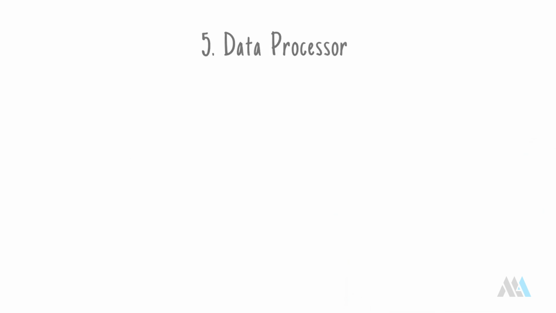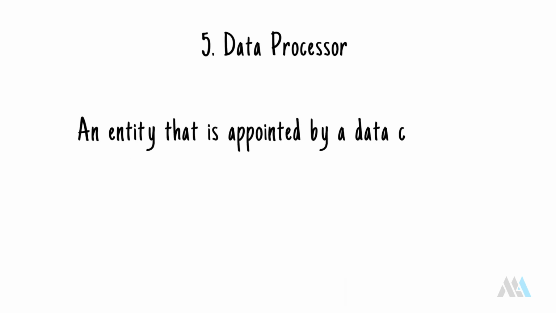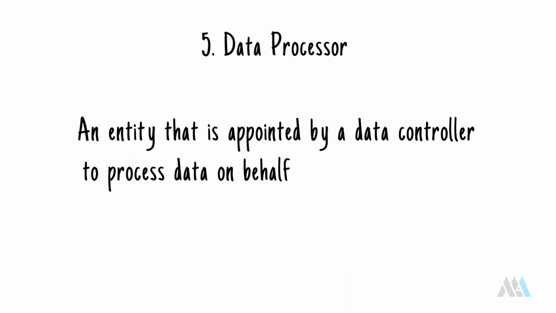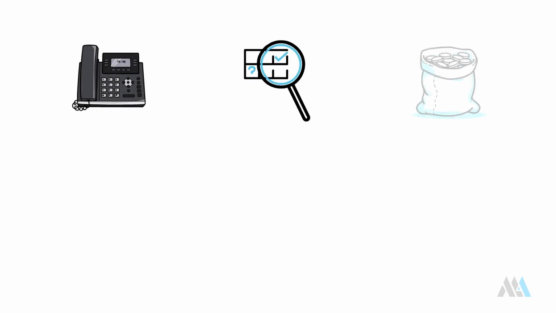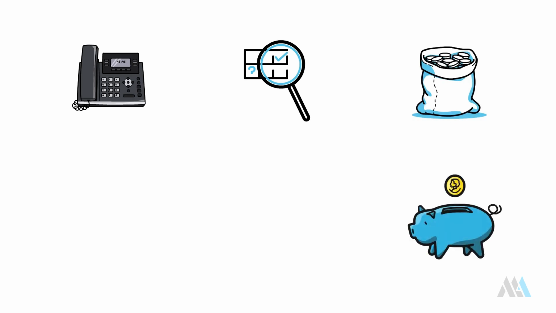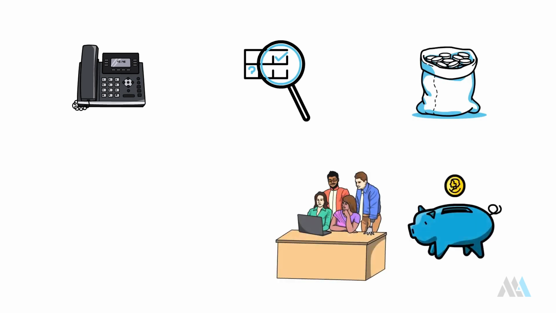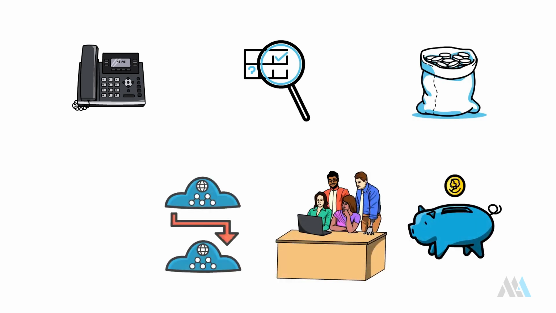The fifth term is data processor. This is an entity that is appointed by a data controller to process data on behalf of the data controller. The appointment has to be made by a formal contract. Examples include call center service providers, research agencies, debt collectors, payroll processors, recruitment agencies, IT storage providers, and security firms.